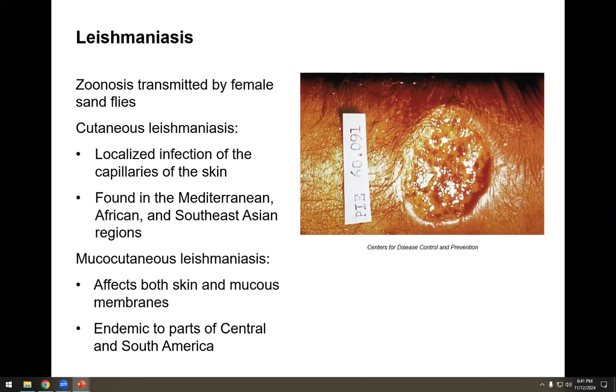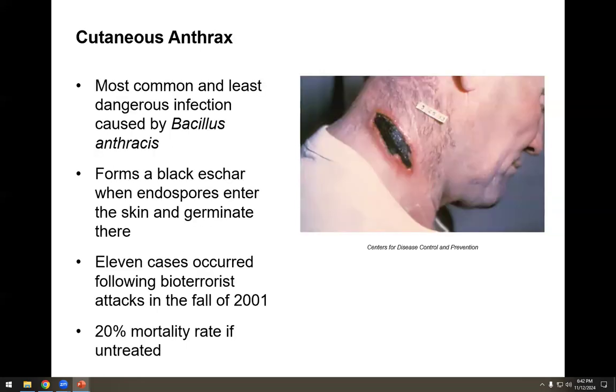The cutaneous versions are in the Mediterranean area, Africa, and some parts of Asia, whereas the mucocutaneous is just Central and South America. It's transmitted by the bites of sandflies. We saw an upsurge of this in our troops when they went to Desert Storm, the war on Iraq and Afghanistan. They would be getting bitten by these sandflies and get the cutaneous version of this infectious leishmaniasis.